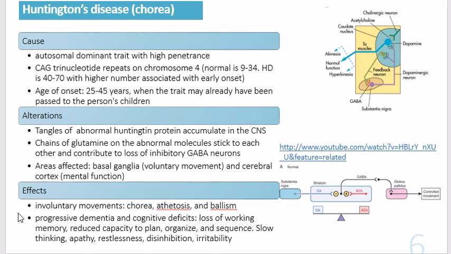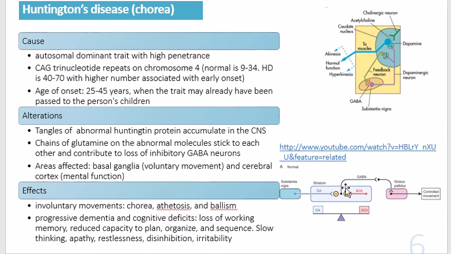With people that have Huntington's disease and it's starting to progress, they'll end up with progressive dementia, progressive cognitive deficits, so loss of their working memory, reduced capacity to plan and organize and sequence activities, slow thinking, apathy, restlessness, disinhibition, irritability. And a key feature of Huntington's disease are the involuntary movements referred to as chorea, athetosis, and ballism, all of which I've included the definition of within the notes of your PowerPoint.